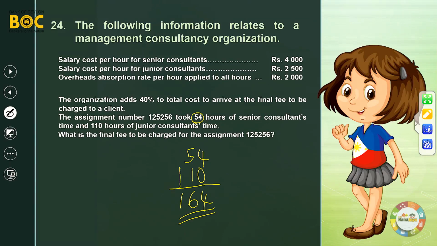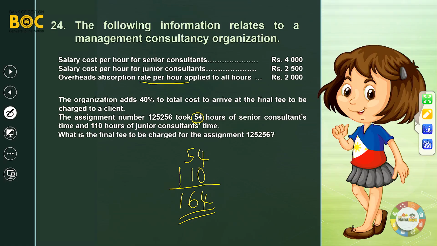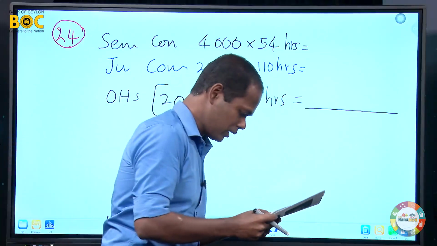The absorption rate is per hour. How many hours? 164 hours. You can calculate the total cost. For that, you add 40% to arrive at the final fee of the assignment.